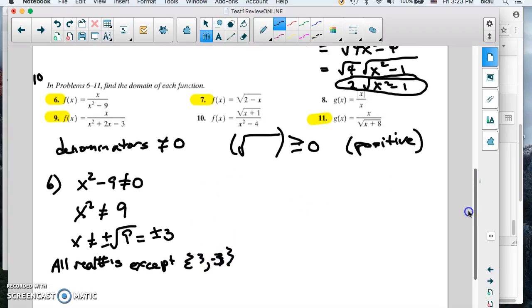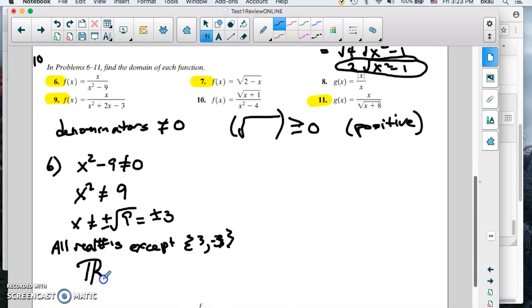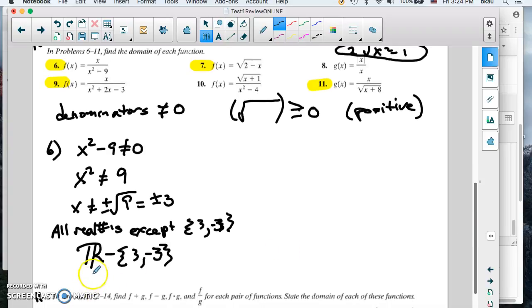Now you can use symbolism here and say capital R for all real numbers minus, which would be except, and then the parentheses would be listing your exceptions. So this would be another way to say it instead of writing all real numbers. You can also use set notation and write it as the set of all x's such that x does not equal 3 or x does not equal negative 3. So that would be a set notation for that.